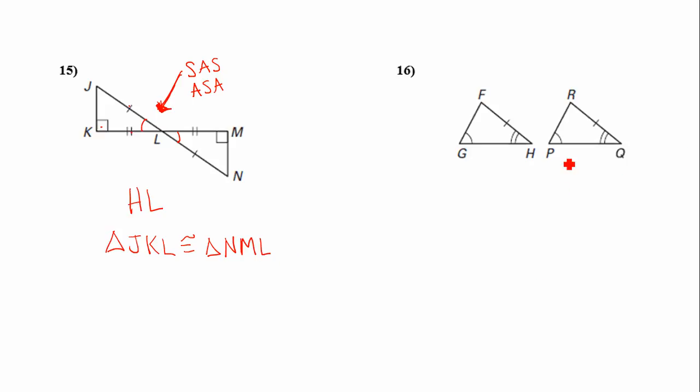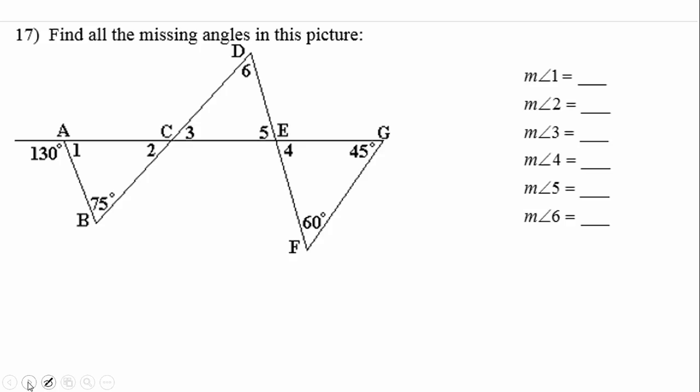And number 16, looks like we have two angles and a side not in between them. So I would say this is angle, angle, side. And I'd have triangle GHF congruent to triangle PQR. So identifying the shortcuts, make sure you know those, and make sure you can write a nice congruence statement matching up those letters. Last but not least, filling in a complicated angle picture using all of your triangle facts, using all of your angle facts.